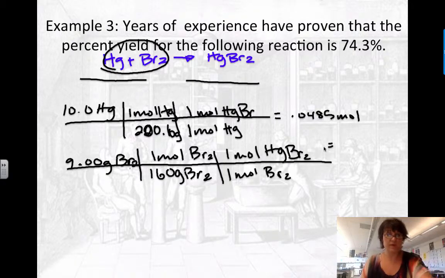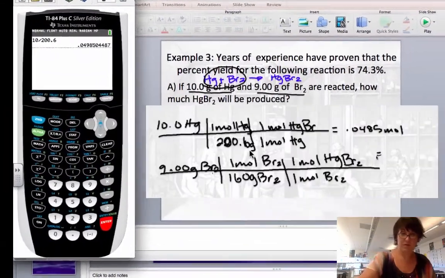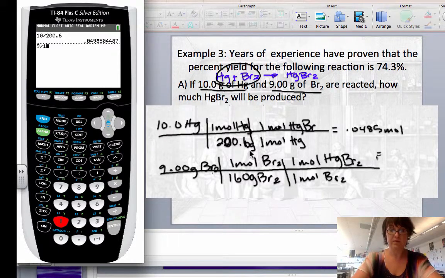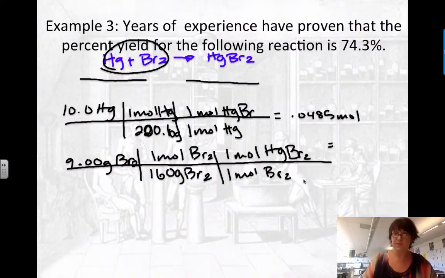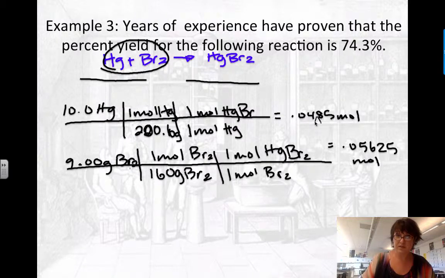And then we'll run the calculator through this one. So 9 grams divided by 160 grams per mole times 1 divided by 1. Don't need a calculator to multiply by 1. Don't do that step on your calculator. You'll feel like a fool. Okay, which one's the smallest? Can you tell? Oh, I skipped a number here. There should be a 9 right there. And that's my smaller of the 2 numbers.